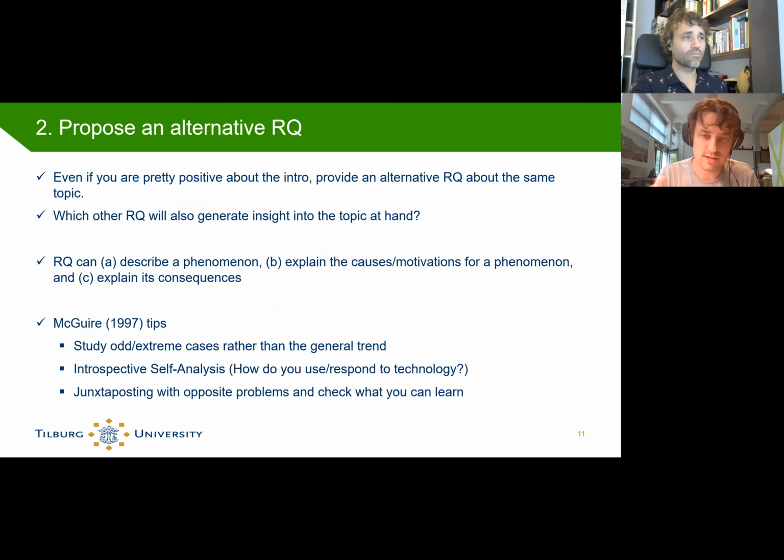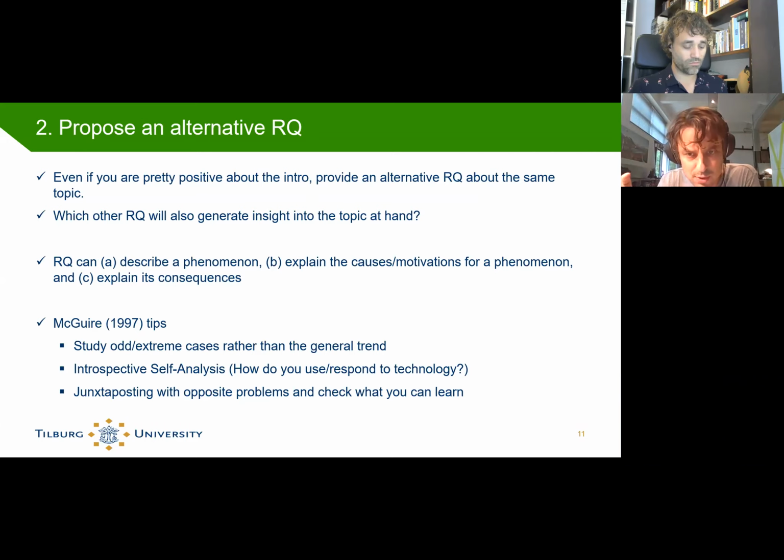After criticizing what is there, we want you to propose an alternative as well. Taking the same problem that the authors have introduced, can you come up with an alternative research question that will also generate insight into the topic at hand? Whenever there's some problem or some development, there are a lot of angles you can have on it, and the authors only present one of them. So can you introduce another one? And then also explain why that is important.